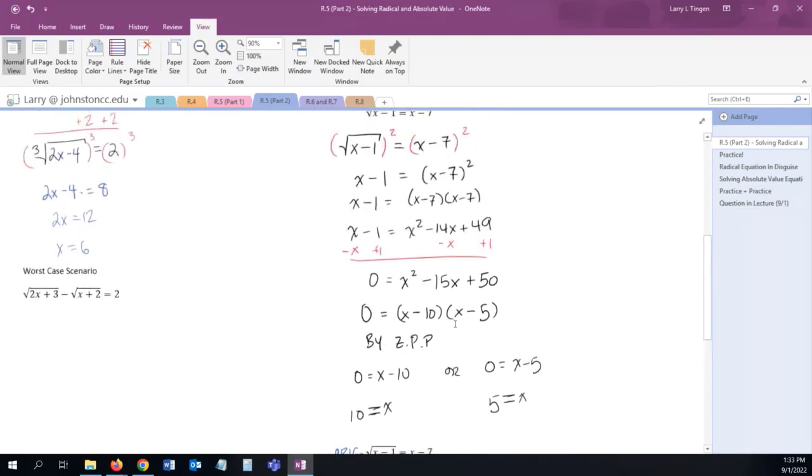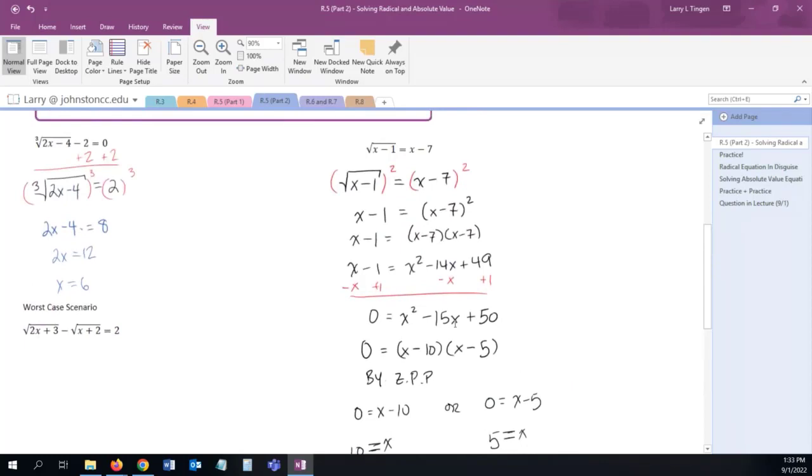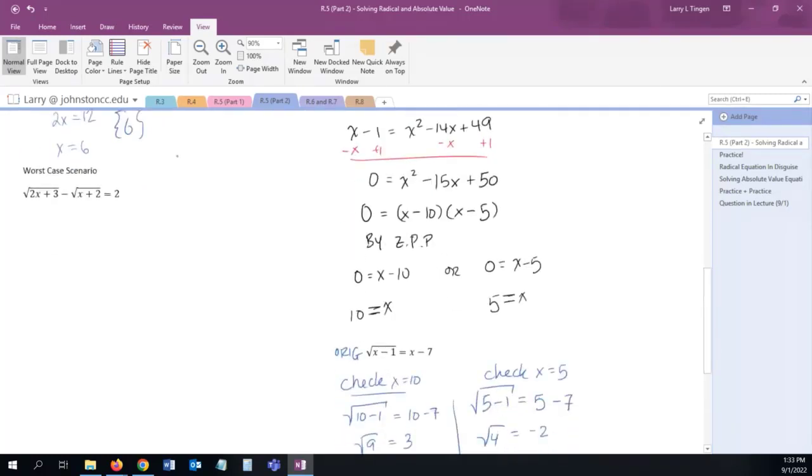All right, and then the last one, I was going to show you an example on video of what happens if you don't isolate the radical. And then the last one here, here's our worst case scenario.